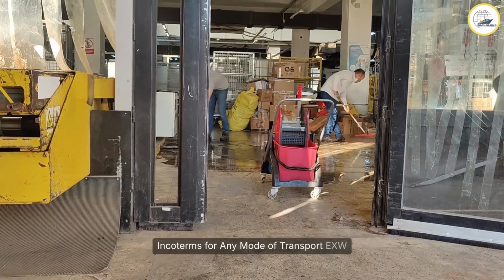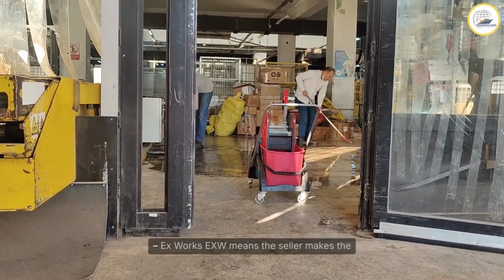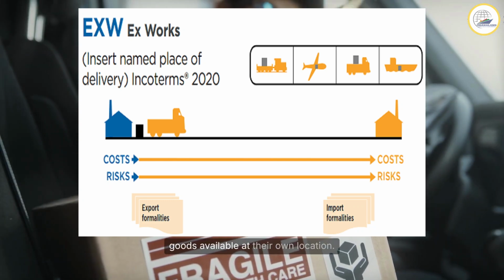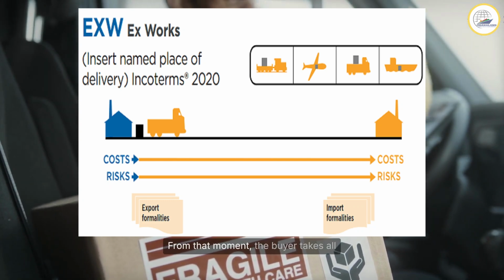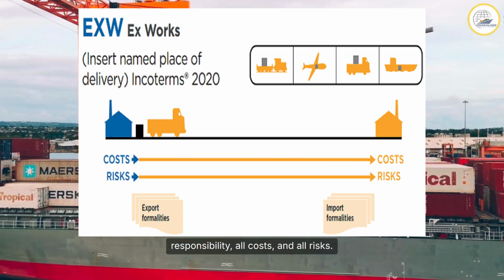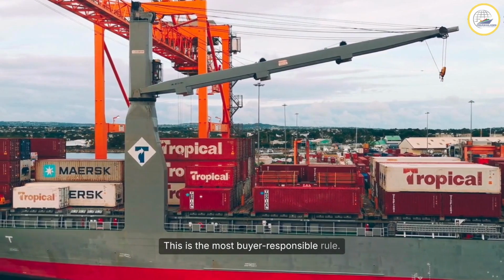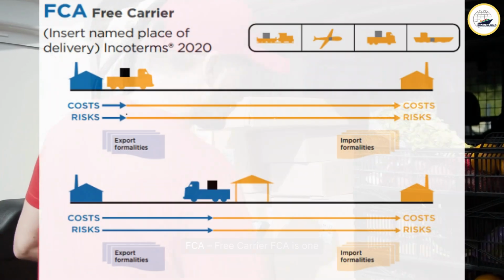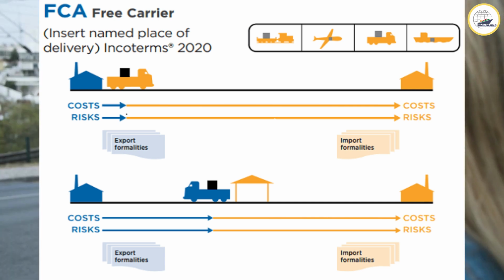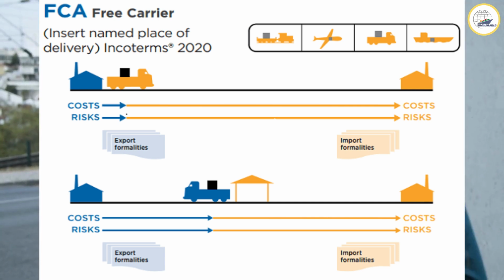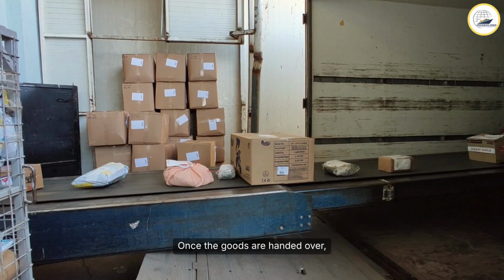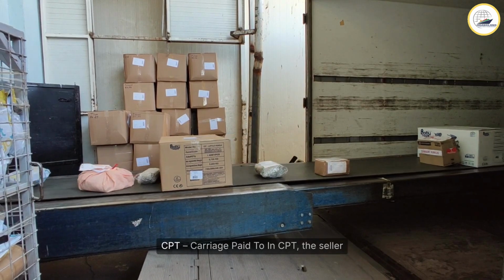Incoterms for any mode of transport. EXW, Ex Works. EXW means the seller makes the goods available at their own location. From that moment, the buyer takes all responsibility, including costs and all risks. This is the most buyer-responsible rule. FCA, Free Carrier. FCA is one of the most flexible Incoterms. The seller delivers the goods to a carrier or a designated location. Once the goods are handed over, the risk transfers to the buyer.